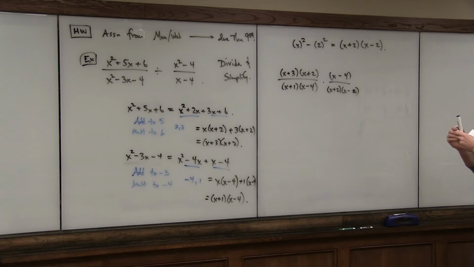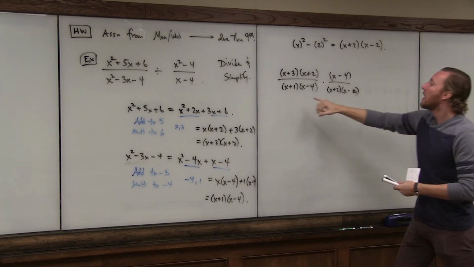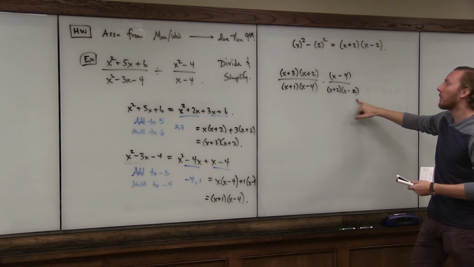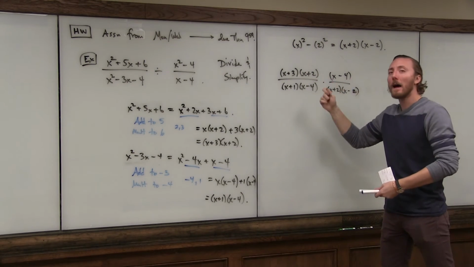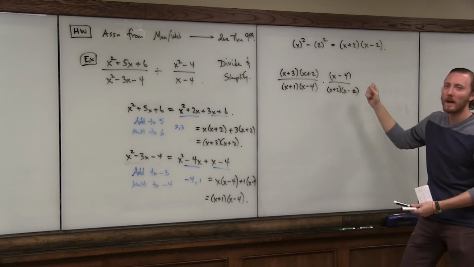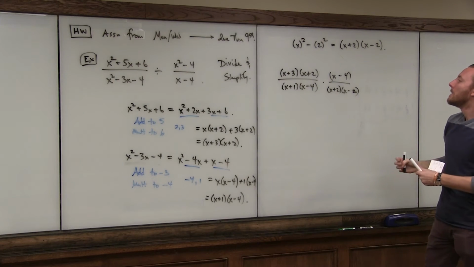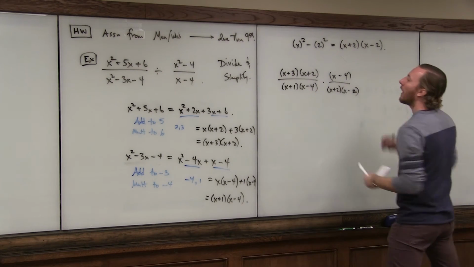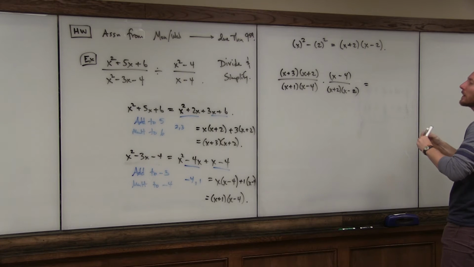And now what you see is, we've got a bunch of things upstairs being multiplied, a bunch of things downstairs being multiplied, with a fraction bar in between. X plus 3 times x plus 2 times x minus 4, and this times that, times this, times that. And the multiplication now, undone by the fraction bar, which means division, we can cancel on top and bottom.